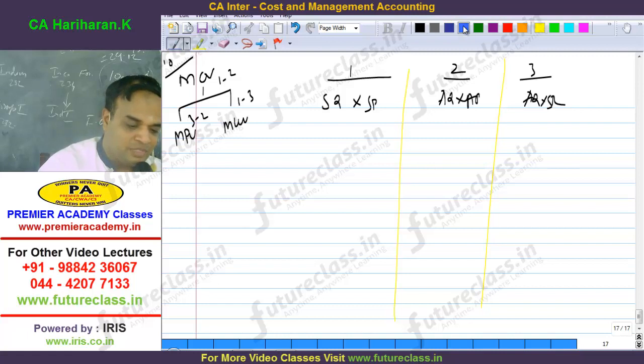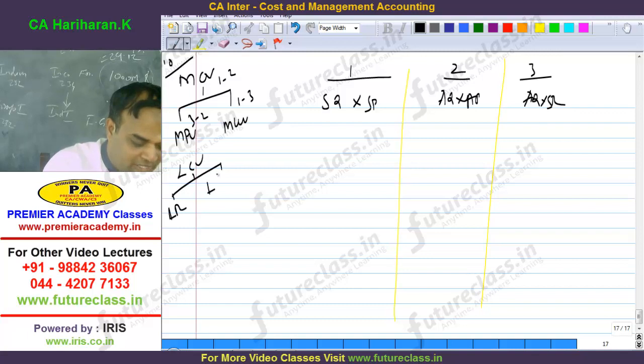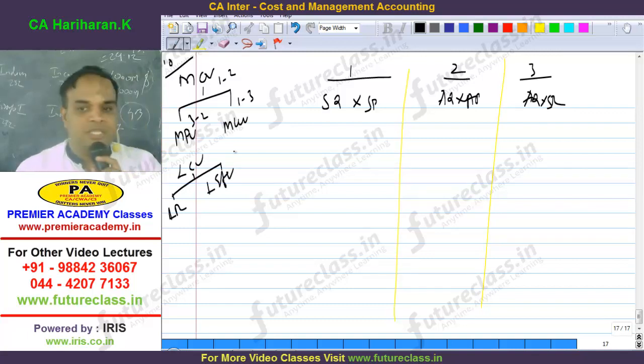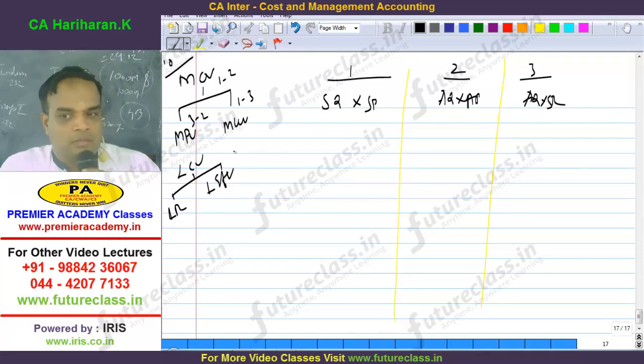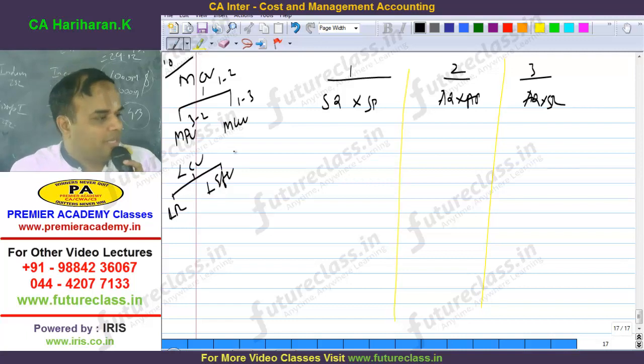Next, labor. With respect to labor. Labor cost variance can be classified into what and what? Labor rate variance and labor efficiency variance. Efficiency again classified into what and what? Labor mix variance and labor revised efficiency variance.